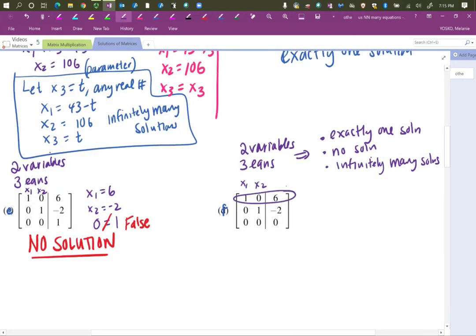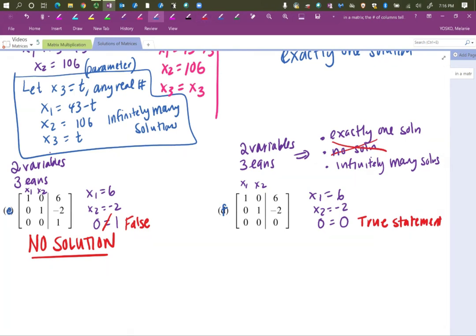Let's read off the first row. We get x sub 1 is 6. That's easy. Read off the second row. X sub 2 equals negative 2. That one's easy. Read off the third row. 0 equals 0. It's not a false statement this time, so this is a true statement. So we know for sure that the answer is not no solution. So which one is it? Exactly one solution or infinitely many solutions? Turns out in this case, we have exactly one solution.